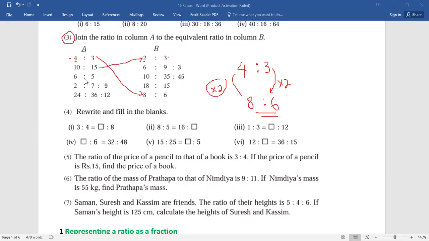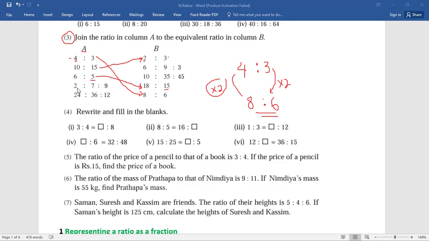6 to 5. Again, there are two ratios, so we don't even need to check; you can match it, because only this one is left with two ratios. So 6 can be converted into 18 by multiplying it by 3. 3 times 6, 18. 3 times 5, 15.